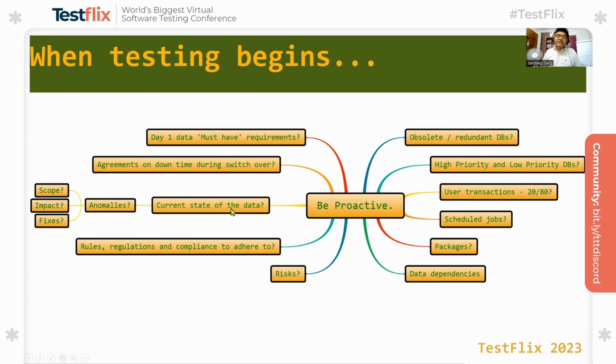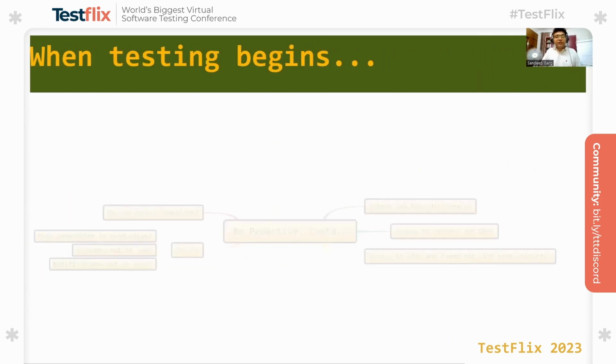Also look for the current state of the data. It is very critical. What are the existing anomalies? How are they distributed across the database? What are the fixes and alternatives being made for them so far? And there is some other information we can take care of.